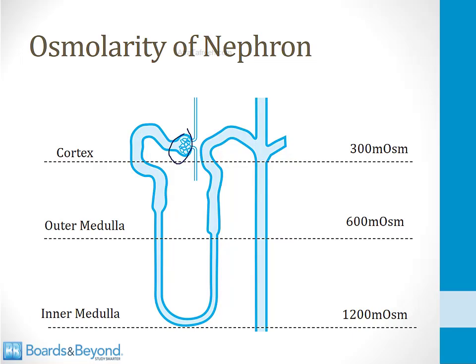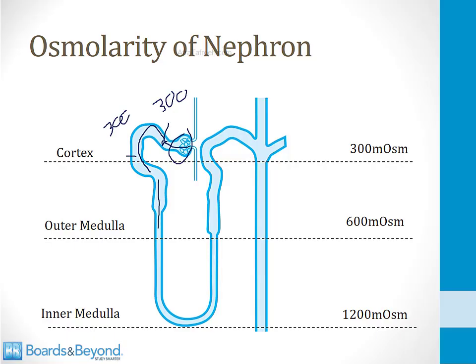So here's the glomerulus, and fluid that enters the lumen of the nephron in the glomerulus has an osmolarity of about 300 milliosms, the same as plasma. As fluid moves through the proximal tubule, its osmolarity really doesn't change very much. Even though solutes are being reabsorbed, water is being reabsorbed as well. So fluid that leaves the proximal tubule still has an osmolarity of about 300 milliosms.